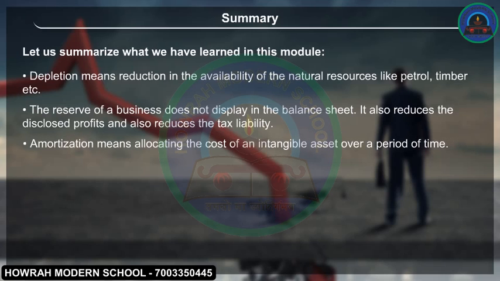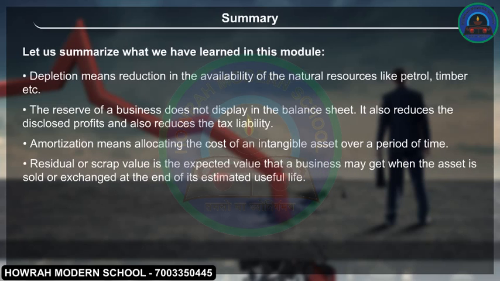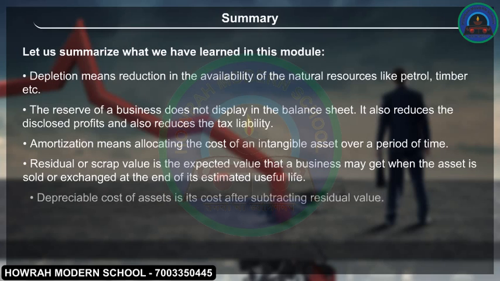Amortization means allocating the cost of an intangible asset over a period of time. Residual or scrap value is the expected value that a business may get when the asset is sold or exchanged at the end of its estimated useful life. Depreciable cost of an asset is its cost after subtracting residual value.